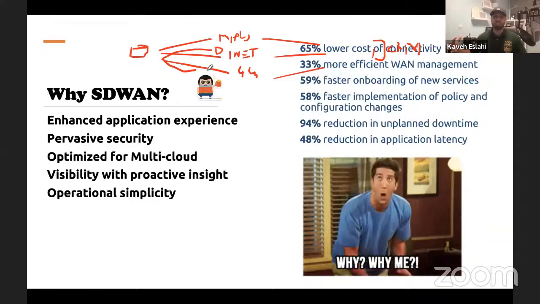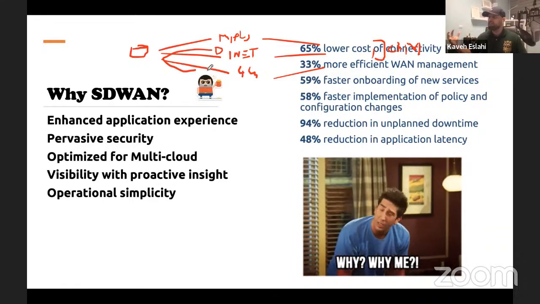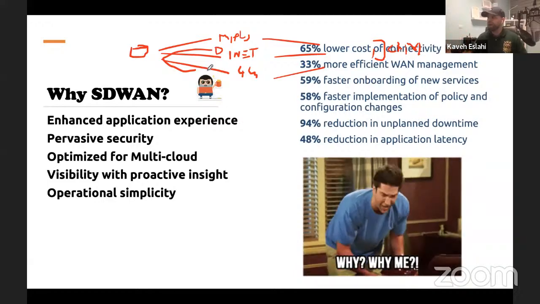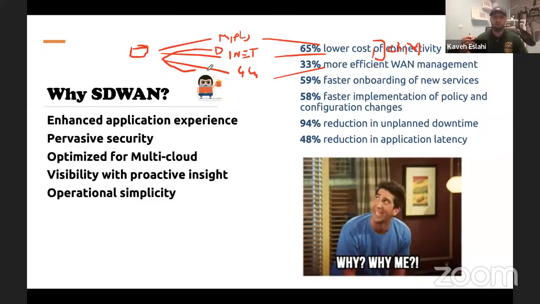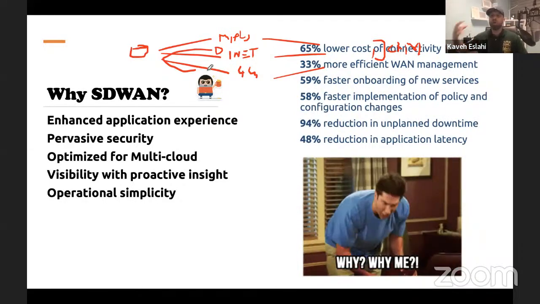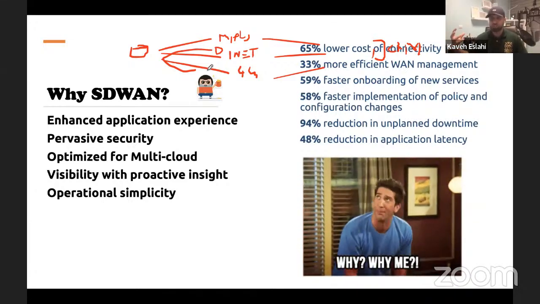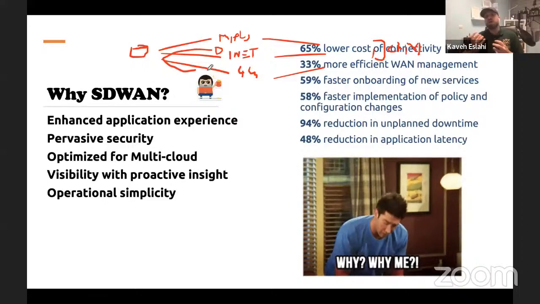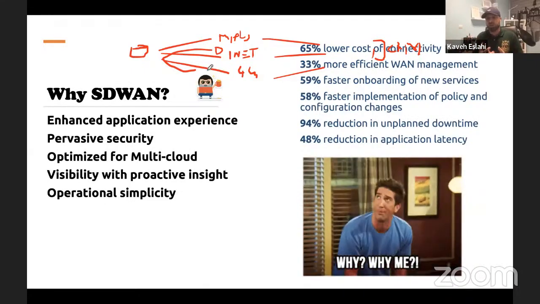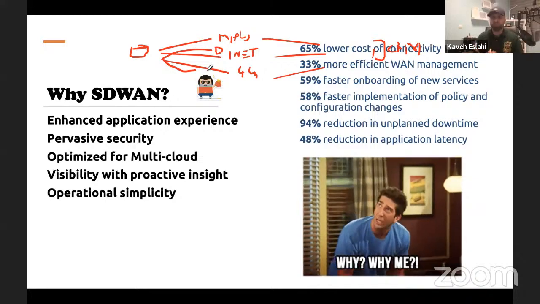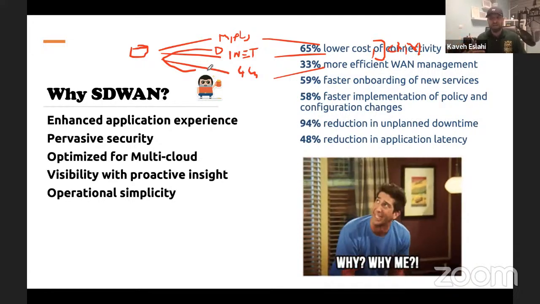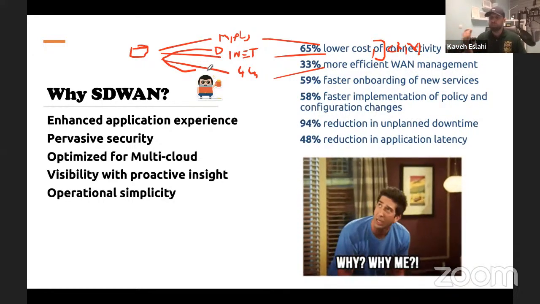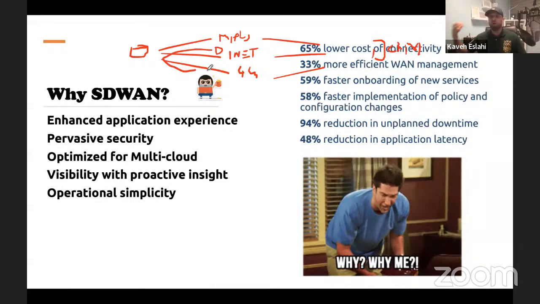65% lower cost on the connectivity. You have 33% more efficient WAN management, 59% faster onboarding, okay? If you want to onboard a new branch or a couple of new branches, let's say 100 new branches, in the regular way, if you want to migrate them to your SD-WAN environment, it took a while, sometimes a couple of months. But in an SD-WAN environment, it took a couple of seconds, honestly, a couple of minutes, if you connect them to the internet, and that would be all, because you have automation on everything. You can do zero-touch provisioning on all different parts of your network environment.